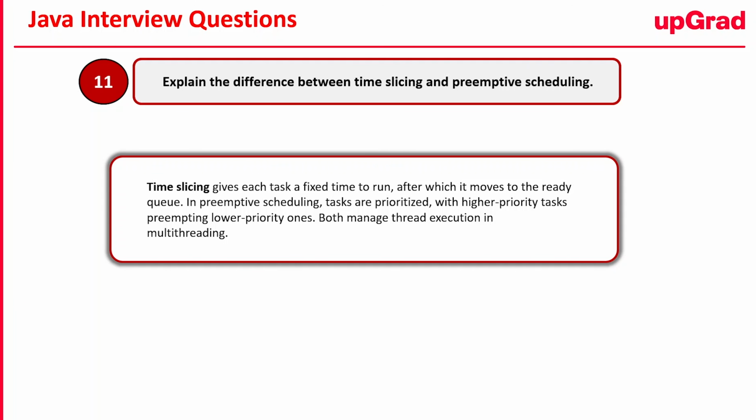In preemptive scheduling, tasks are executed based on priority. The highest priority task runs until it completes or is preempted by an even higher priority task. This shows how the CPU manages threads in multithreading. Alright, so this was about the difference between time slicing and preemptive scheduling. Now coming to question number 12.